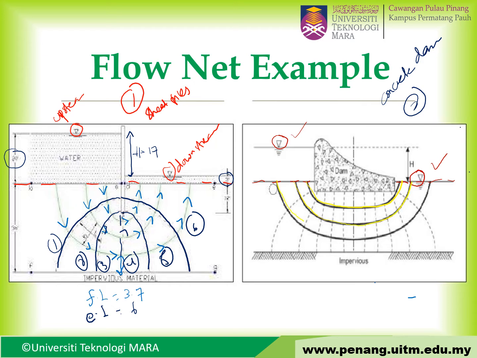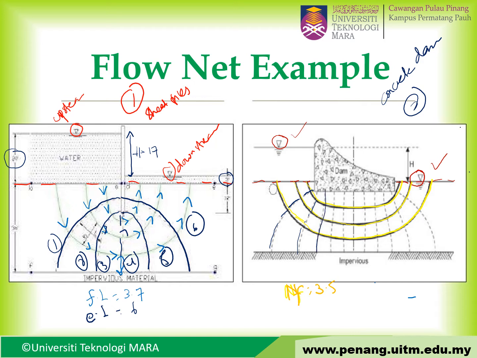Okay, look at this. This is parallel. This one is the flow line. NF, NF. So we have 1, 2, 3, 3.5. Alright, so now we go for the equipotential line.